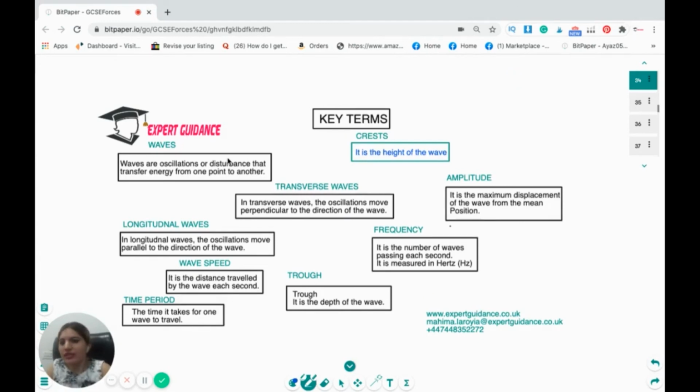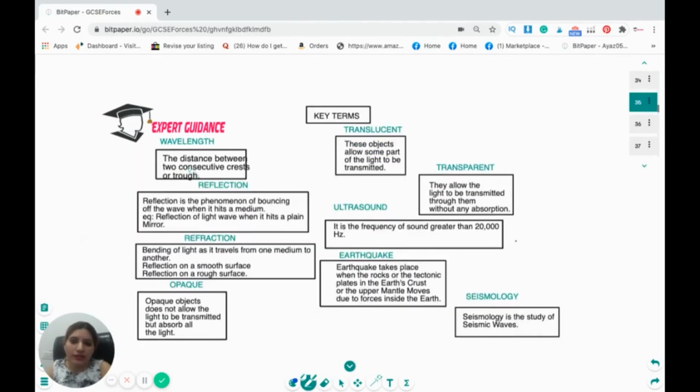So waves are oscillations or disturbances that transfer energy from one point to another. Crest is the height of the wave. Transverse wave, the oscillations are perpendicular. Longitudinal wave, the oscillations are parallel. Wave speed is the distance traveled by the wave each second. Time period is the time it takes for one wave to travel. Trough is the depth of the wave. Frequency is the number of waves passing each second, measured in hertz. Amplitude is the maximum displacement of the wave from the mean position. Wavelength is the distance between two consecutive crests or troughs.